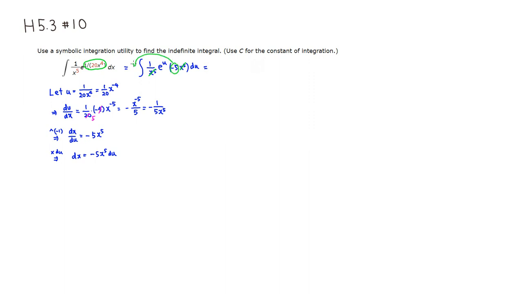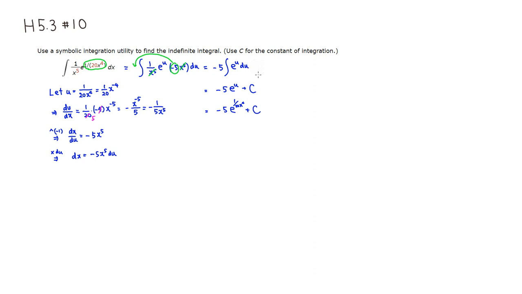So this is going to be equal to, negative 5 is still a constant, so I'm going to kick it outside of the integral. You have a negative 5 outside. Then you have an integral, and what's left is e to the u du. That's our favorite integral. So you have negative 5 times the antiderivative of e to the u with respect to u, which is just e to the u, plus some constant c. All you have to do is put the original variable back in. So you're going to have negative 5 e to the 1 over 20 x to the fourth, plus some constant c.